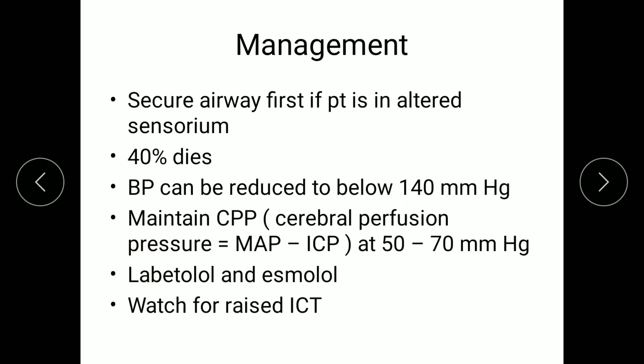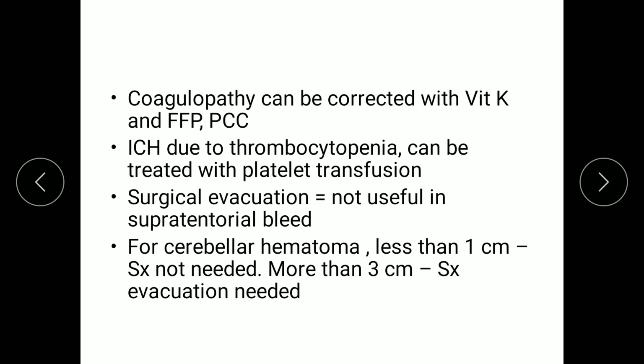And always watch for signs of raised ICT like papilledema, anisocoria and Cushing's triad. Suppose if the patient is on some anticoagulants, like warfarin, you have to check the INR. If it is prolonged, then you have to give vitamin K and prothrombin complex concentrates. And FFP can be tried, but this has to be given in larger volumes, and so PCC is preferred if available. Suppose if the bleed is due to thrombocytopenia, platelets can be transfused.